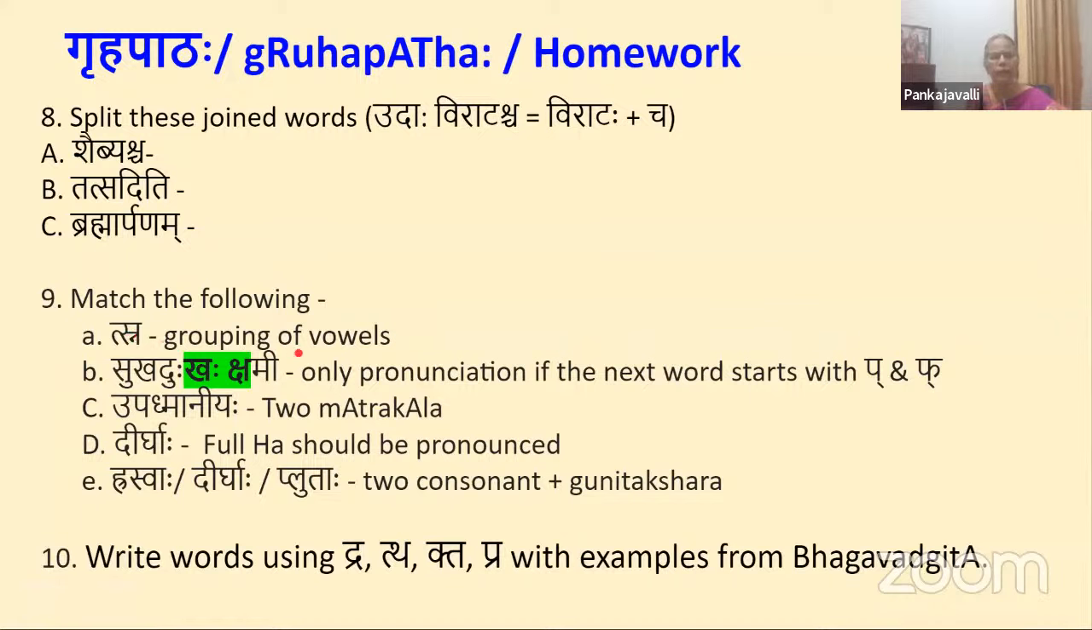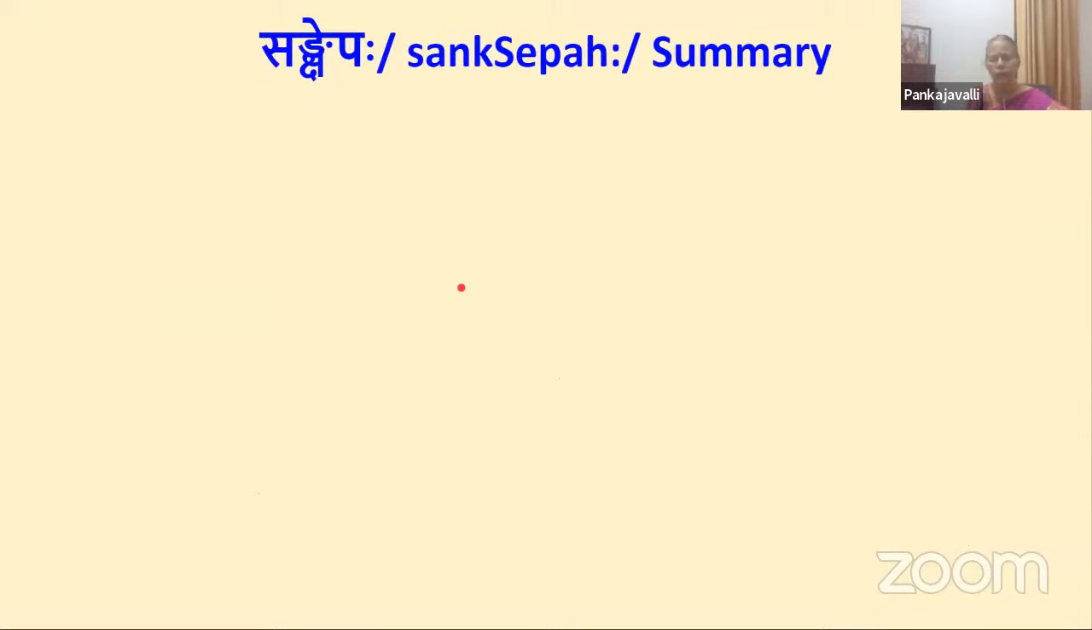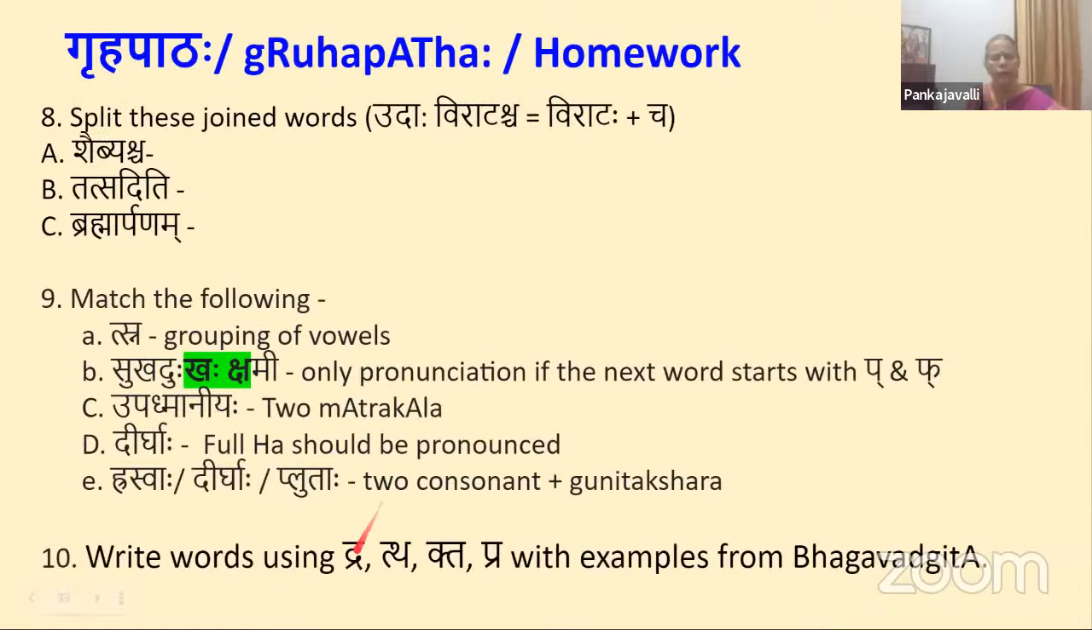Then match the following. Ittha, inna: there are three letters or two consonants in the Gunitakshara. Sukha dukkha kshami: full ha to be pronounced. Upadhmaniya: only for pronunciation. Dirgaha: two matra kala. Hrasva, dirga, plutaha: they are all groupings of the vowel. Then write the words using dra, dhyayadra, tajala, ishta, partatvam, ikta, yukta, mukta, prapnoti, prayoga, prasanna, prapanna.